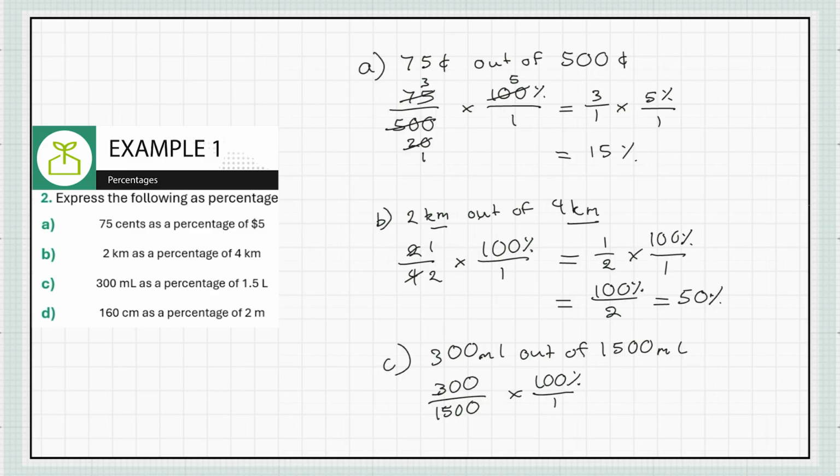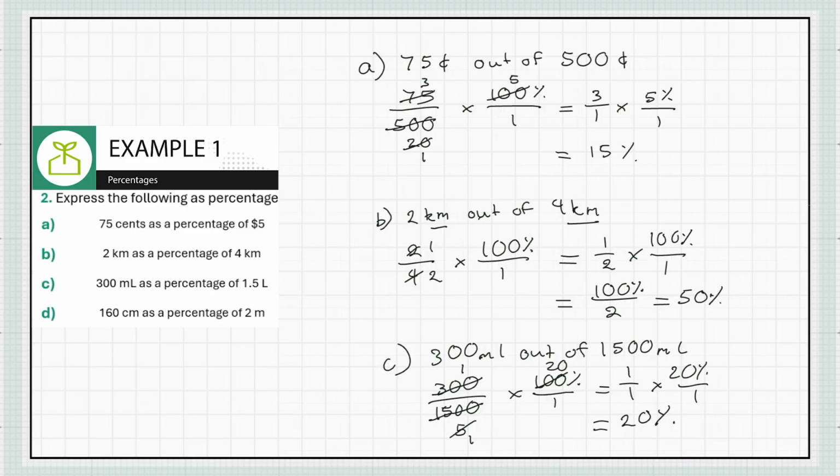If I divide the top and the bottom by 300, I'll get 300 divided by 300, just 1, and 1500 divided by 300 is going to be equal to 5. So I'm left with 1 over 5 times 100 over 1. Now again, I can simplify this diagonally as well. I can divide both by 5, so 5 divided by 5 will be 1, and 100 divided by 5 is going to be 20. So this becomes 1 over 1, which is just 1, multiplied by 20% over 1, which is just 1 times 20%, which is just 20%.